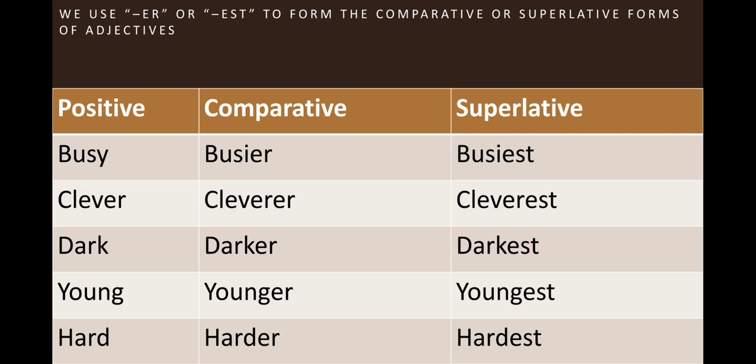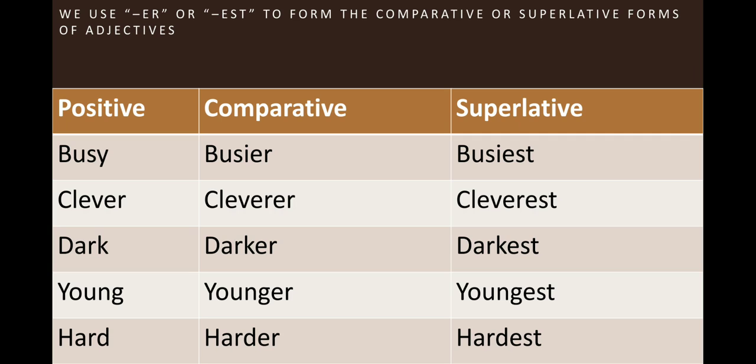Now let's look at the positive, comparative and superlative degrees of comparison of adjectives. The first one here we have is busy. So anytime you have Y, okay, you change Y to I and you add ER. So we have busy, busier, busiest. We have clever, cleverer, cleverest. We have dark, darker, darkest. We have young, younger, youngest. We have hard, harder, and hardest.